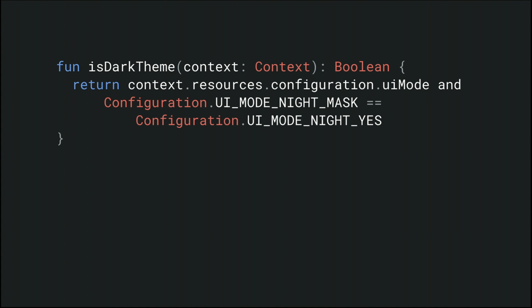And lastly, it can be handy to work out if you're currently running under a dark theme, which you can do with some code like this, which actually looks at the configuration's UI mode and checks whether this is currently in night mode. So this is useful for querying whether you're under a night mode and maybe branching your logic or setting a different tint on a drawable or some such.